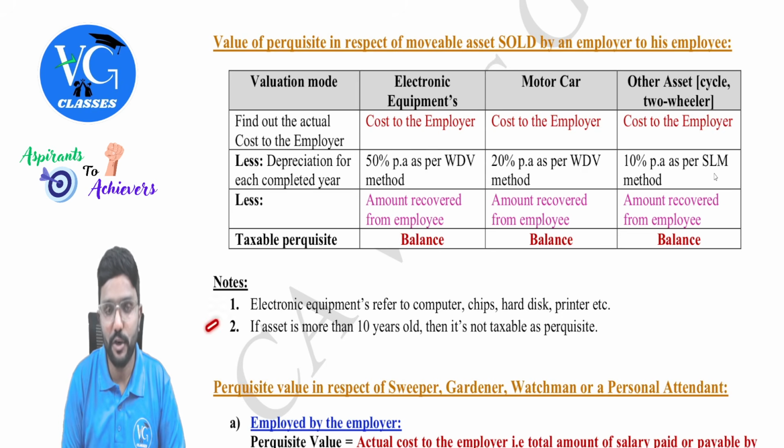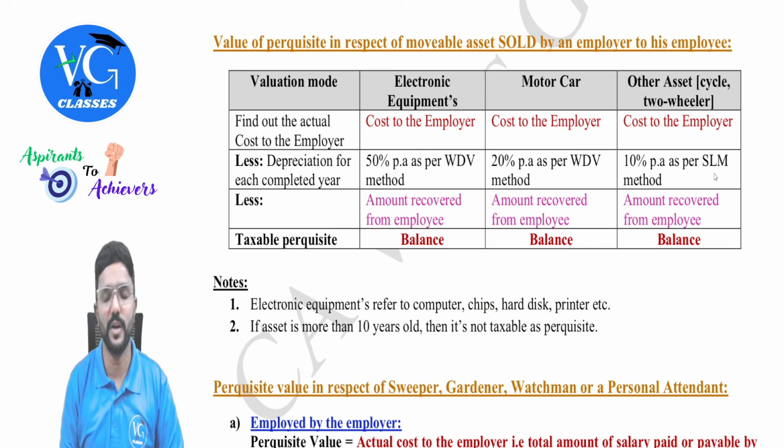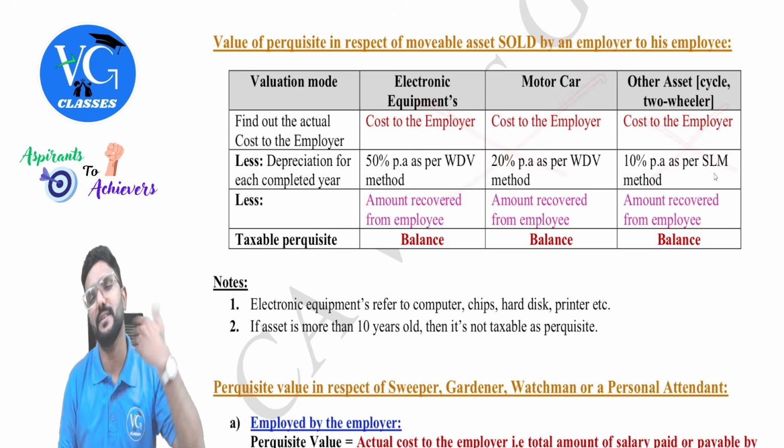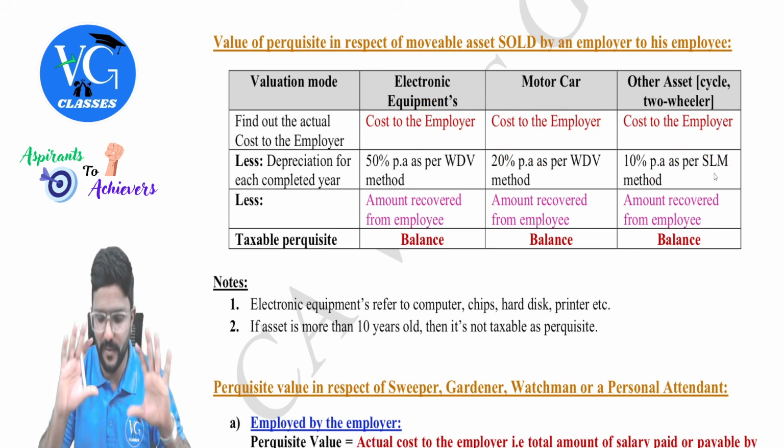Clear? Yes. And electronic equipment refers to what and all? Computer chips, hard disk, printer, etc. And if the asset is more than 10 years old, then we need not do any of this calculation. It is not taxable in the hands of the employee. Clear? And this concept is very simple.